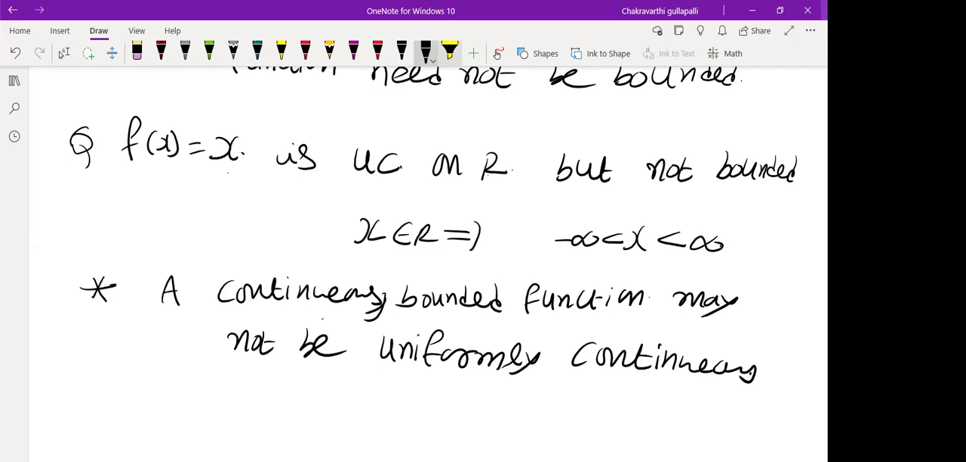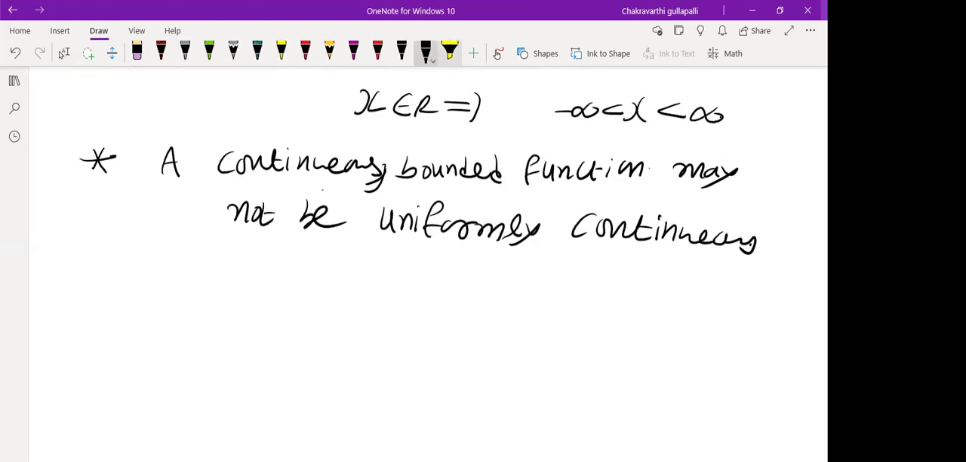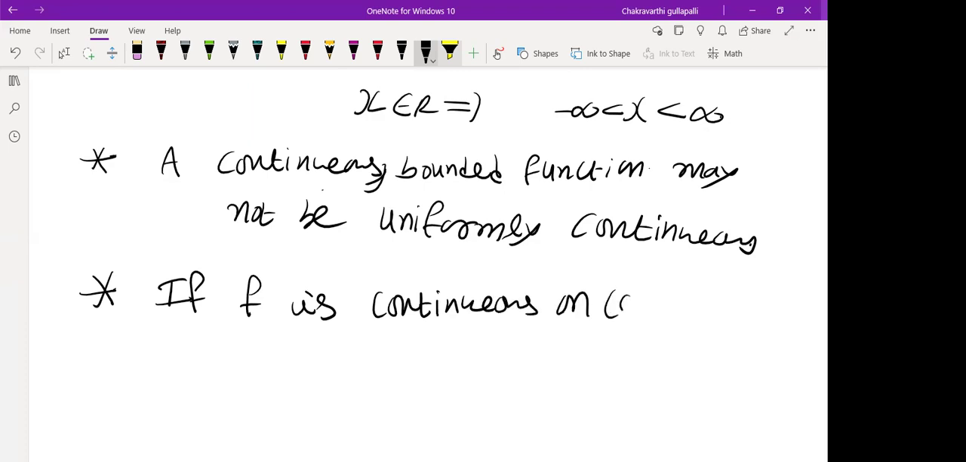So when is it said to be uniformly continuous on open interval? So when is it said to be uniformly continuous over open interval? So if f is continuous on open interval, very important one. Continuous on open interval, at every point in between, then f is uniformly continuous.